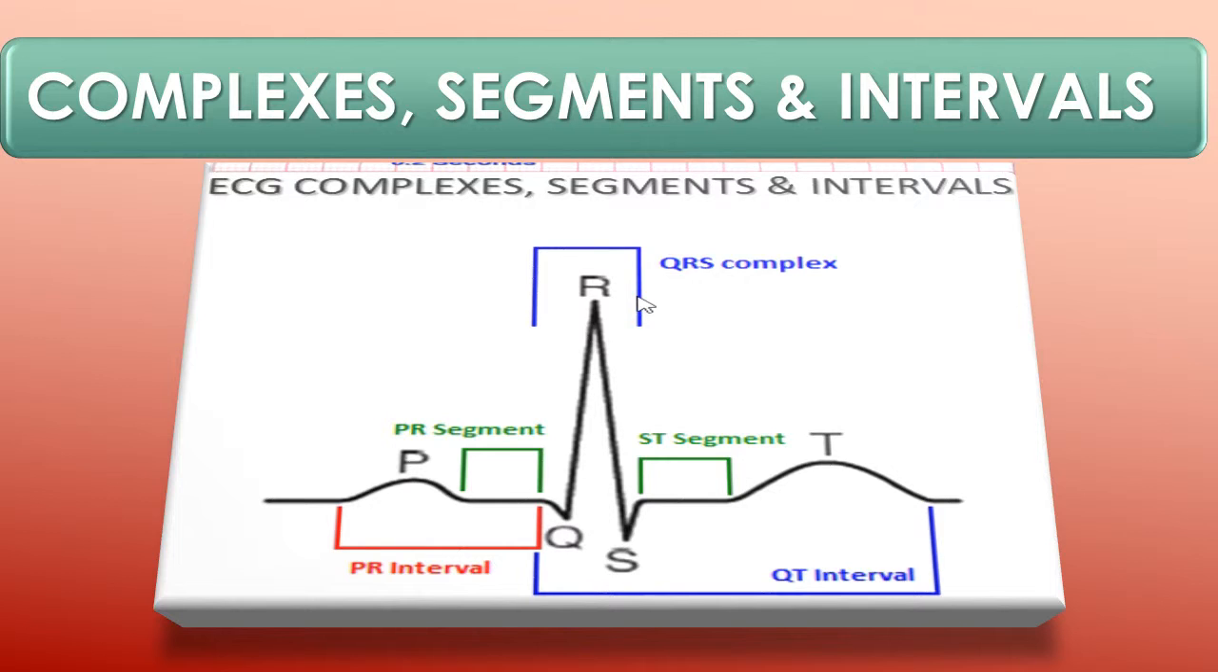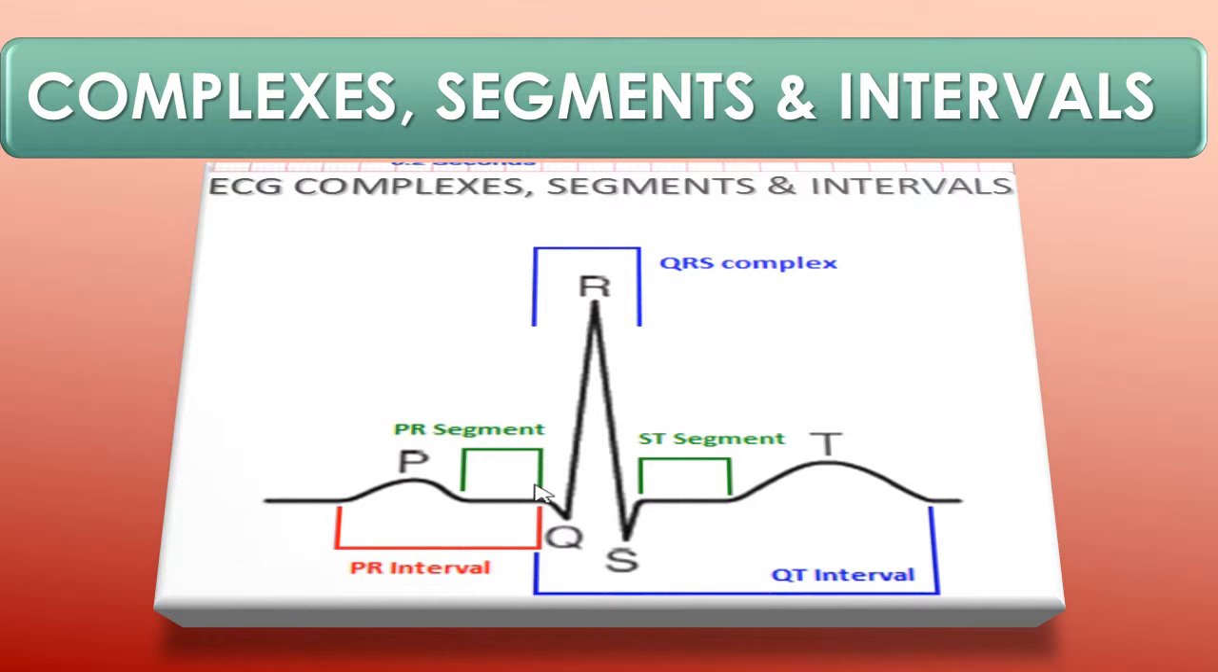Okay, so the Q wave represents the first negative deflection. It may not be present in all leads. When the Q wave is abnormally present in a lead, it represents myocardial necrosis.